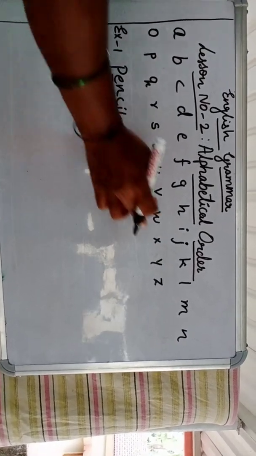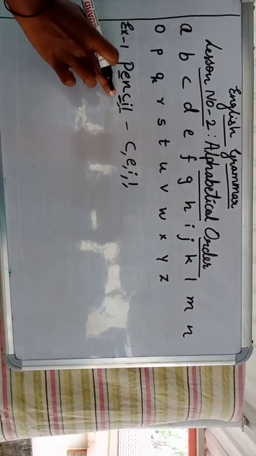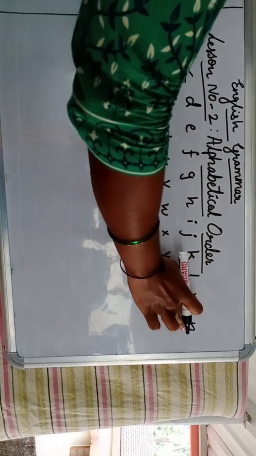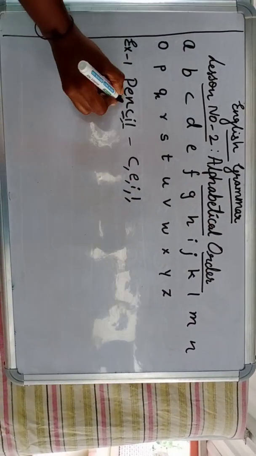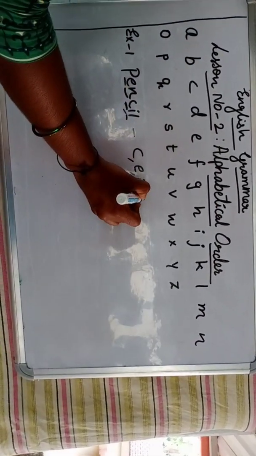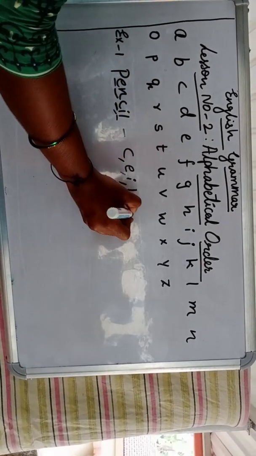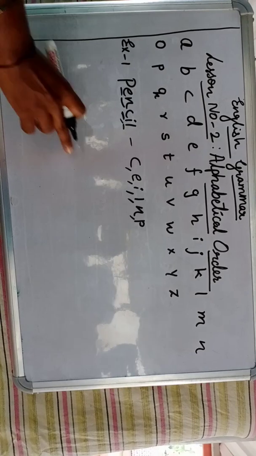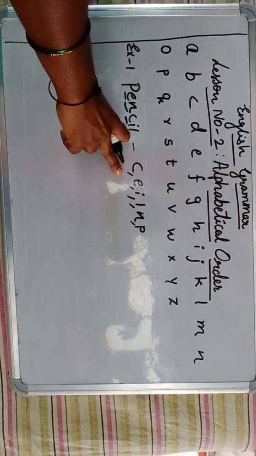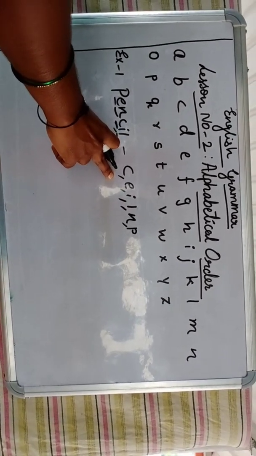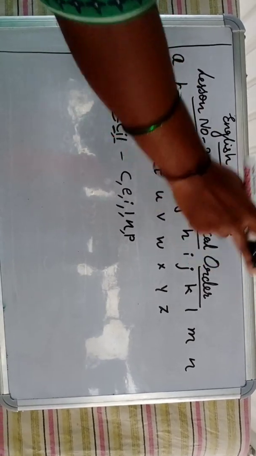The next one is M. Is it there? No. N is there? Yes. N. And the remaining one letter is what? P. That is the last letter. So this is the method you have to follow to rearrange in alphabetical order.